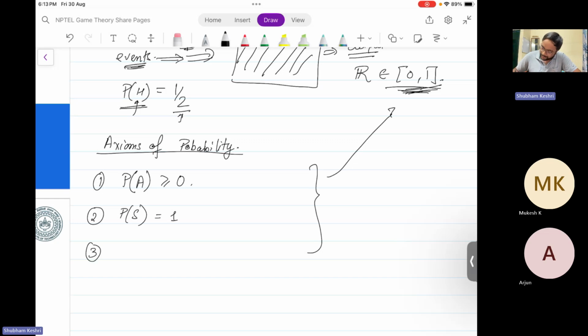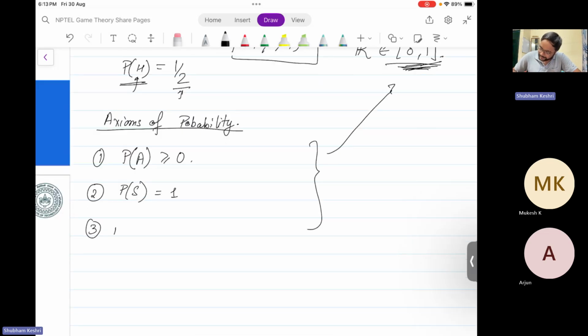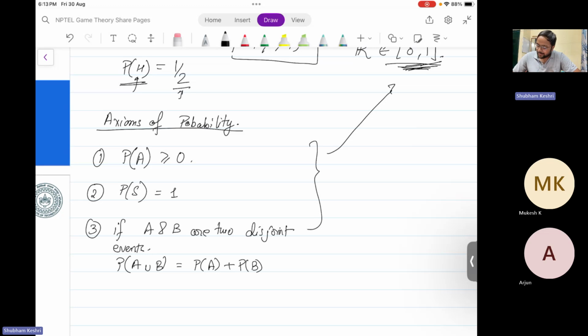And the third axiom of probability says, if A and B are two disjoint events, what do you mean by disjoint? I'll just tell you in a minute. Then probability of A union B is given by probability of A plus probability of B. Disjoint events mean that there is no outcome common between A and B.